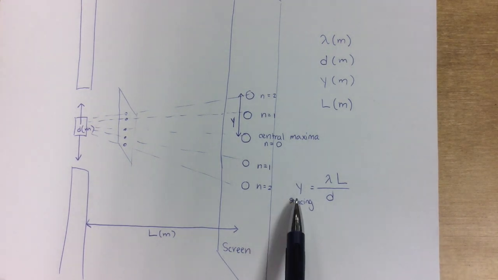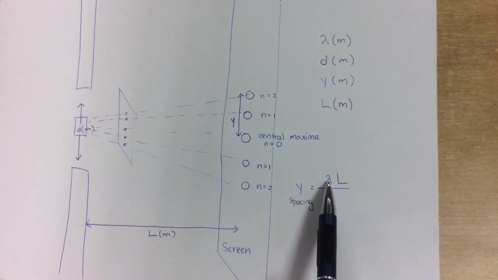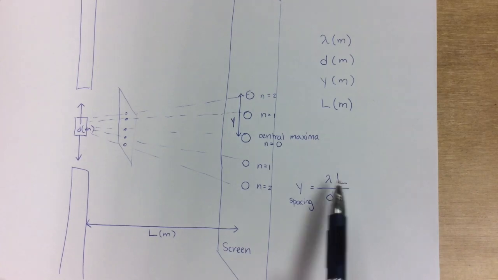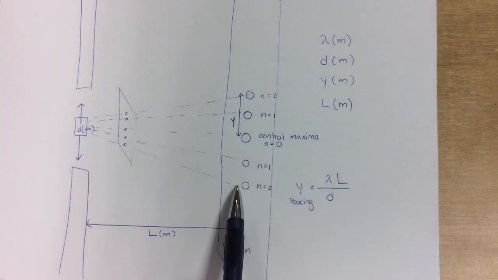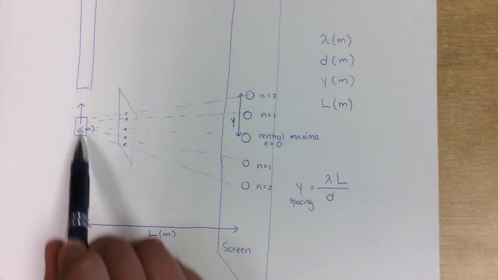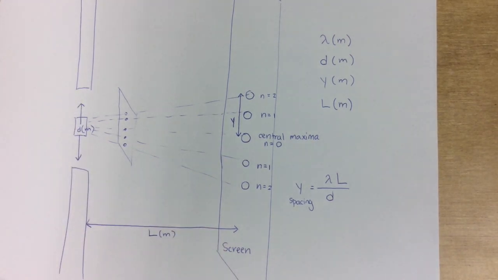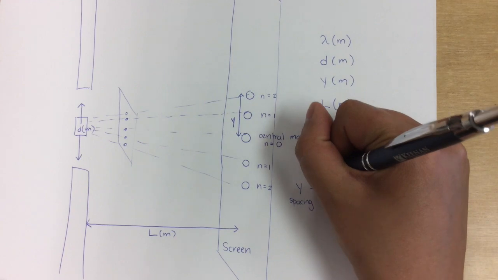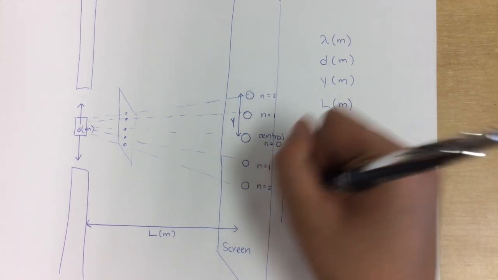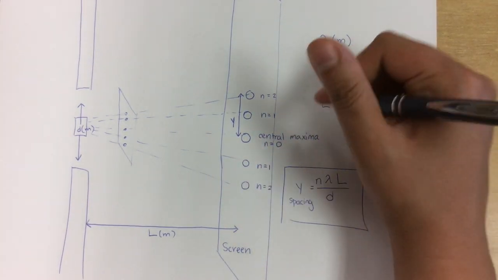Okay, so we figured out how spacing of the red dots relates to wavelength, length of the screen to the source, and the distance between our two openings. I'm going to add in one more thing. N. N is going to be the order number.